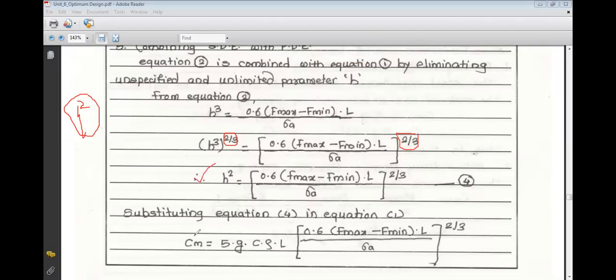So what is your primary design equation? That is Cm equals 5 g c rho h square L. Now we put the value of h square. After combining the subsidiary design equation with the primary design equation, the developed primary design equation is given by Cm equals 5 g c rho L times the value of h square, that is 0.6 (f max minus f minimum) L upon sigma A, all raised to 2 by 3.